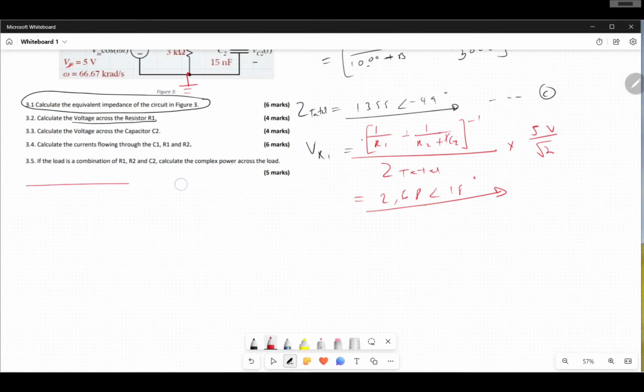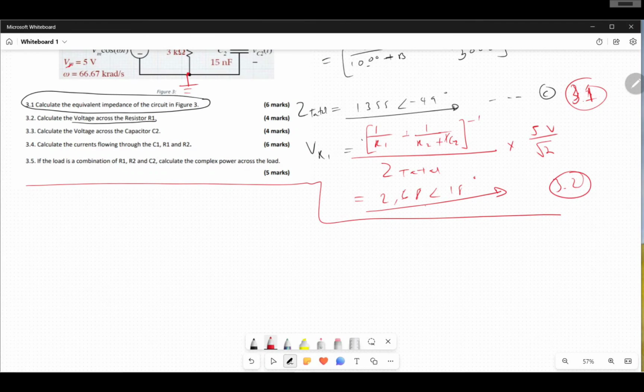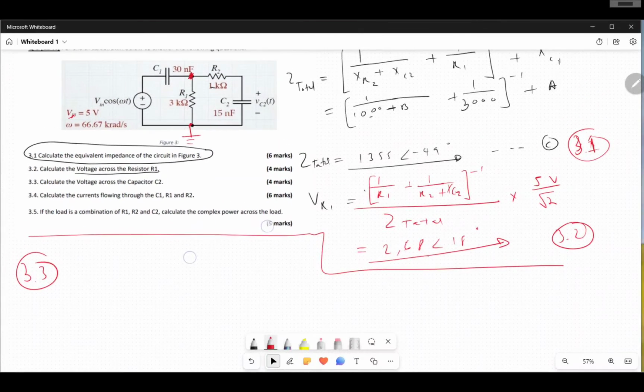Okay, so we are done with 3.1. We're also done with 3.2. Now our concern will be 3.3. What is 3.3 saying exactly? It's saying calculate the voltage across C2. Let's go back. Where is C2?